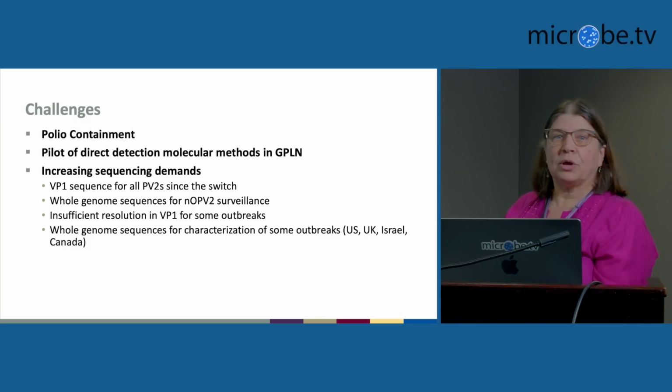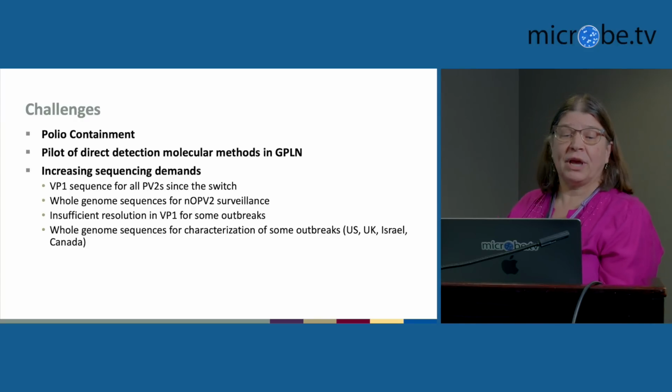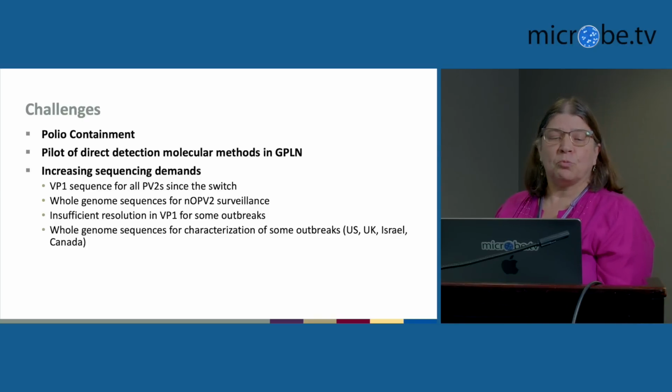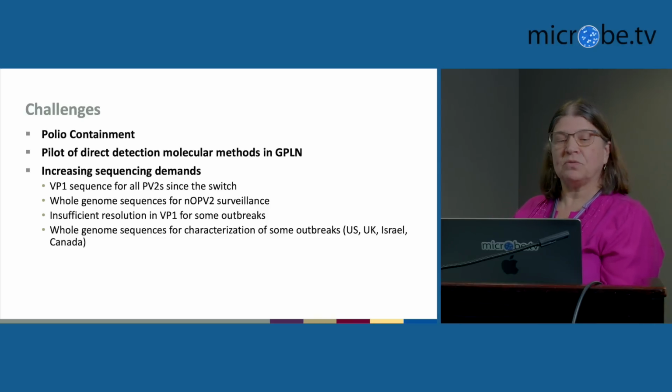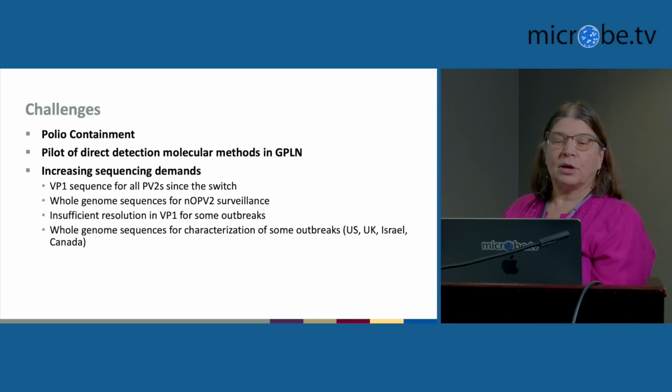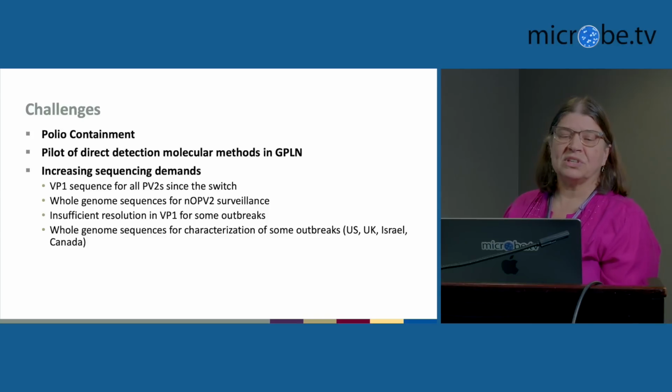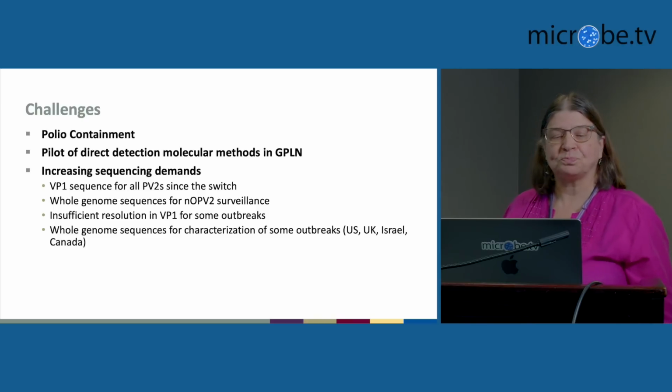Definitely folks from the polio lab know that polio containment is a challenge, and in the GPLN, in the 146 labs around the world, they're working towards going towards direct detection in at least a subset of the labs. And so there's a pilot going on for that. That will introduce its own resource requirements and potential for cross-contamination and other technical challenges.